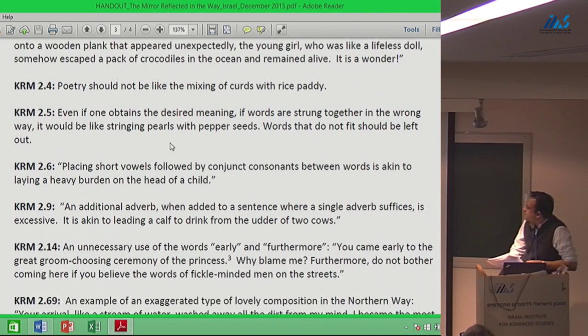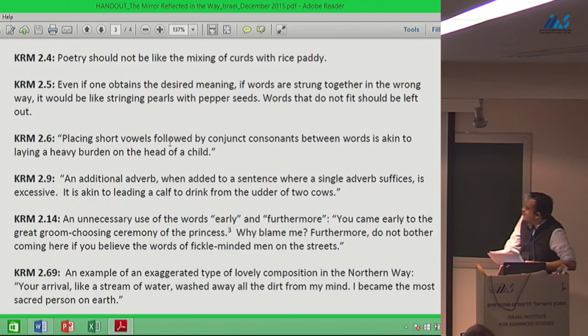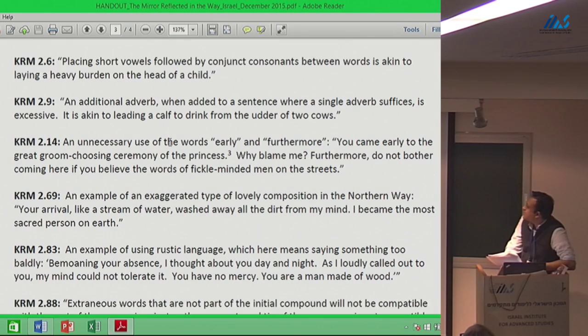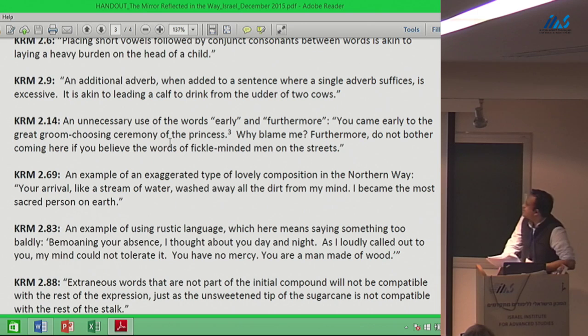Even if one obtains the desired meaning, if words are strung together in the wrong way, it would be like stringing pearls with pepper seeds. Words that do not fit should be left out. Placing short vowels followed by conjunct consonants between words is akin to laying a heavy burden on the head of a child. An additional adverb, when added to a sentence where a single adverb suffices, is excessive. It is akin to leading a calf to drink from the udder of two cows.